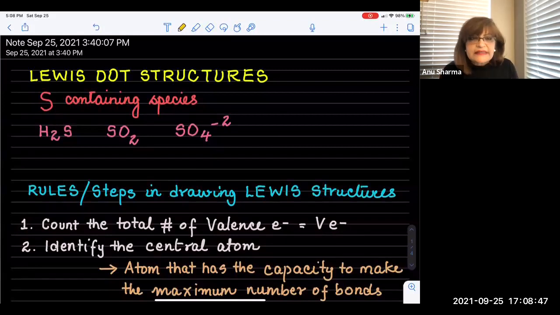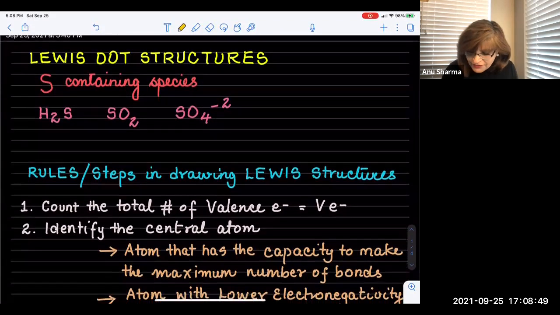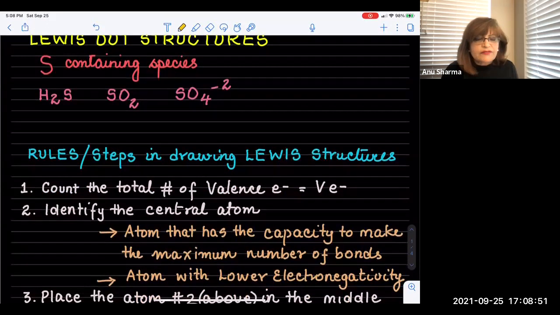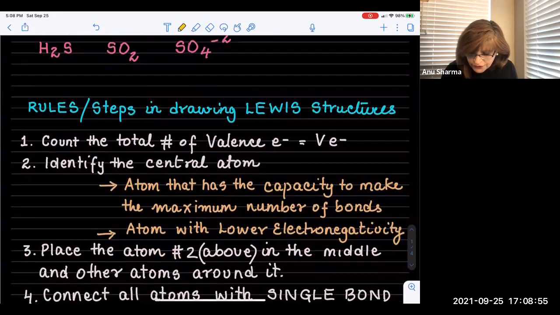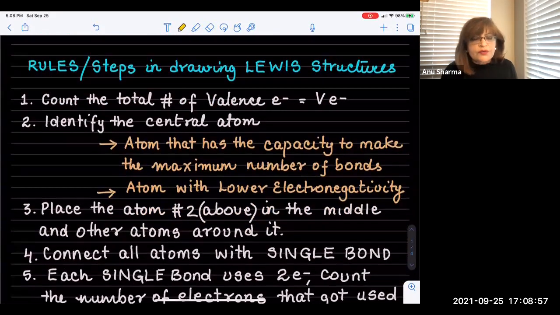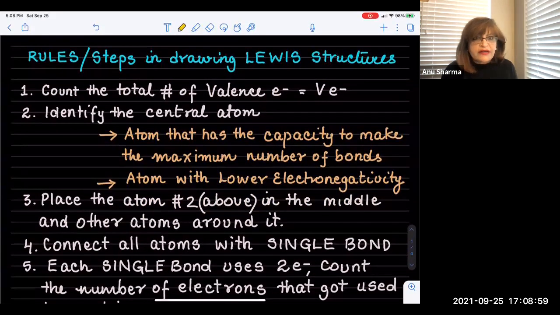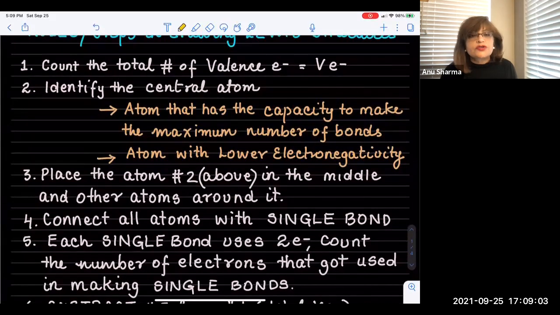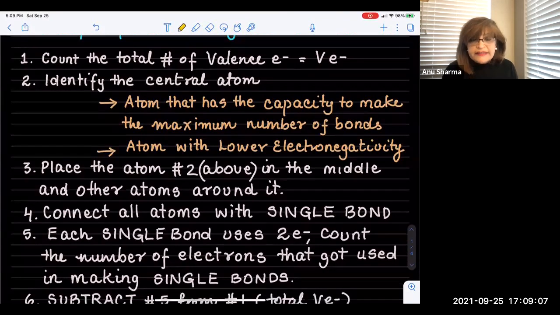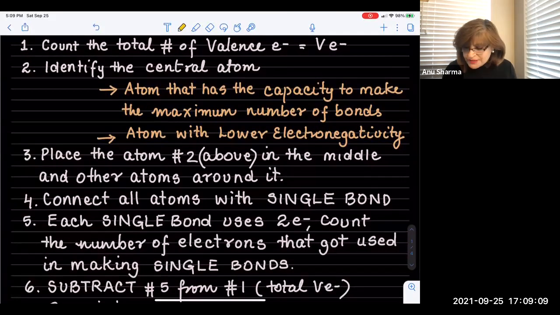Okay, so as you can see on the screen, we are going to cover three examples, H2S, sulfur dioxide, and the sulfate ion, their Lewis structures. So first of all, let's just go over the Lewis dot structures, the rules and the steps that we use to follow. So first of all, always count the total number of valence electrons. Next, identify the central atom. Central atom is identified based on the capacity to make the maximum number of bonds. So that atom gets to be in the center.